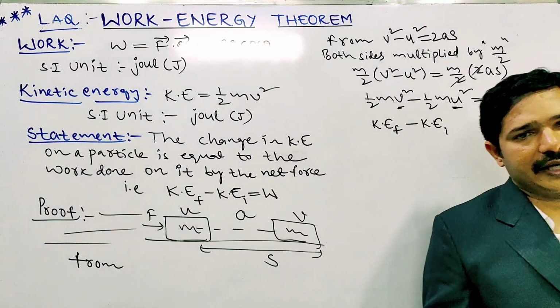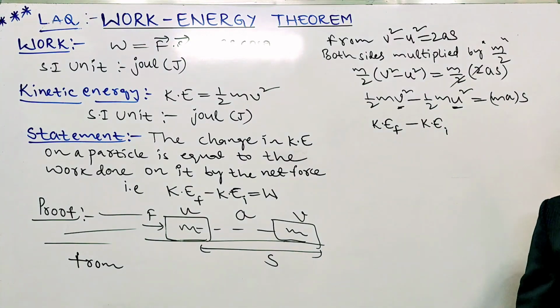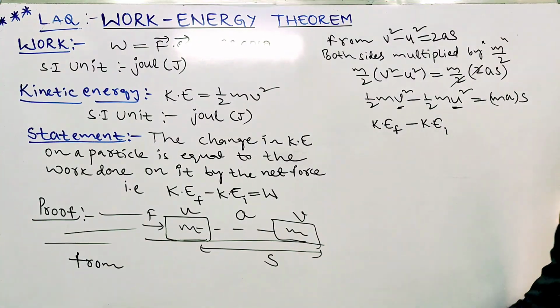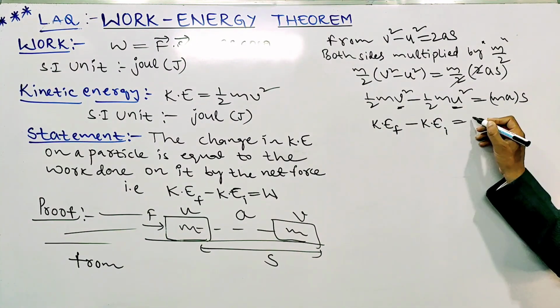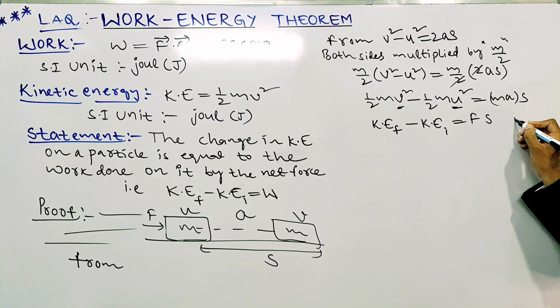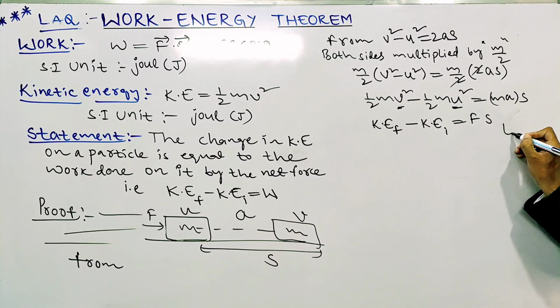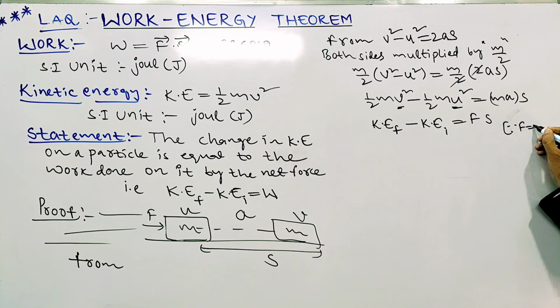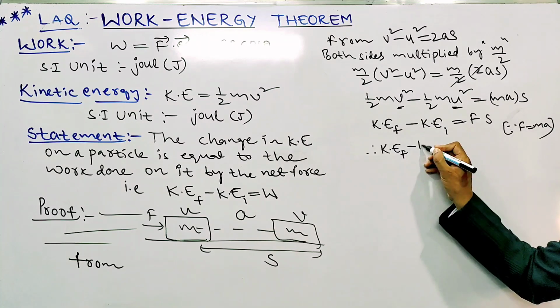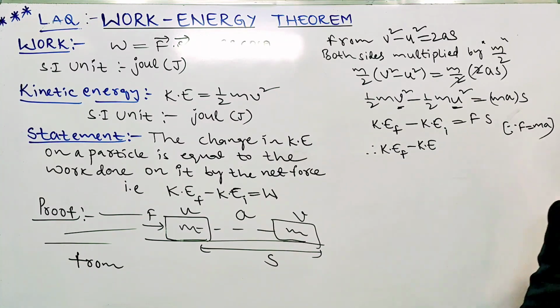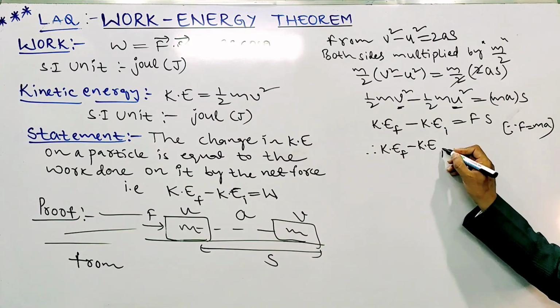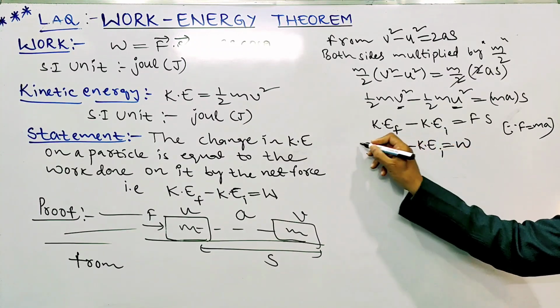We know the kinetic energy formula, half mv square. Final kinetic energy minus initial kinetic energy is equal to ma into s. Since F equals ma, this is F into s. So kinetic energy final minus kinetic energy initial is equal to W, that is work done.